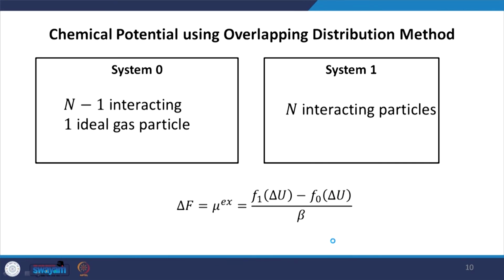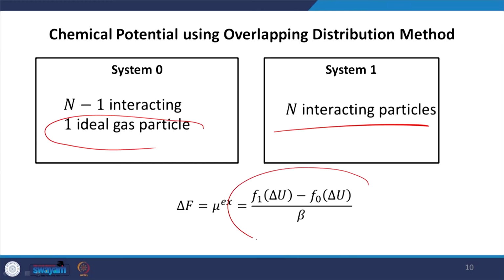I can use this method to find the chemical potentials. To do that, I will make my system 0 contain n particles, but n minus 1 particles are interacting particles and 1 is an ideal gas particle. In system 1 we can have n interacting particles with the same interactions as system 0, and therefore, when I take the difference in the free energy between them, that should give me the excess chemical potential, because excess chemical potential is the total chemical potential minus the ideal gas contribution.